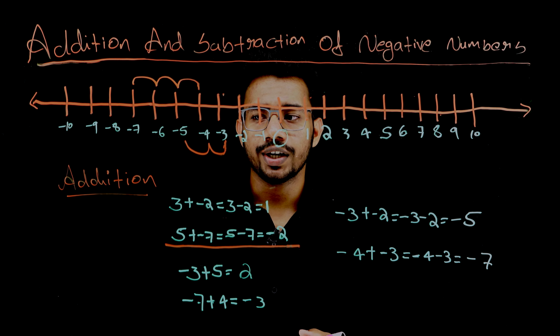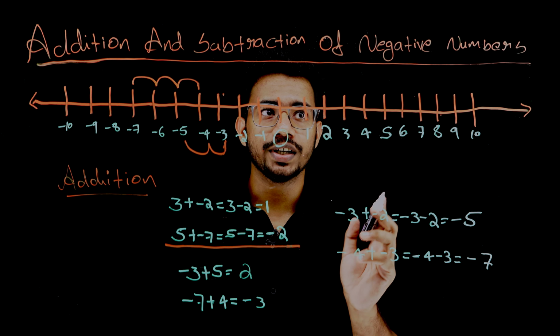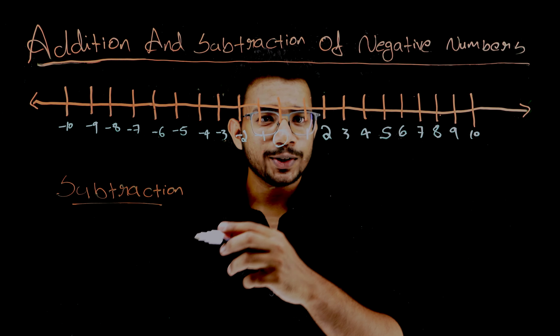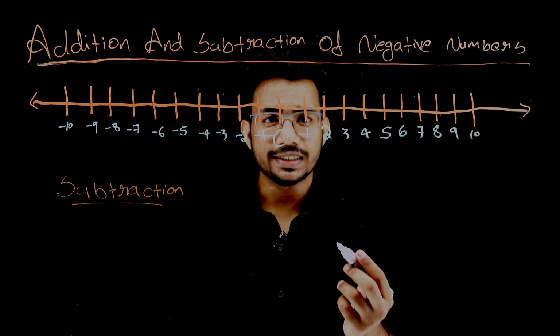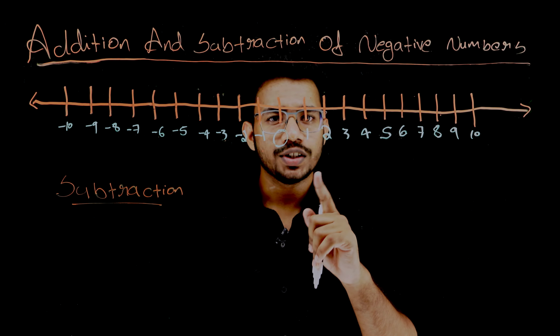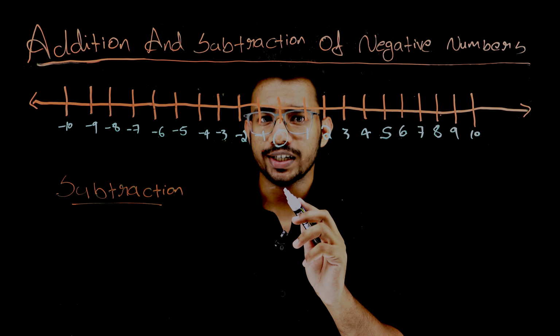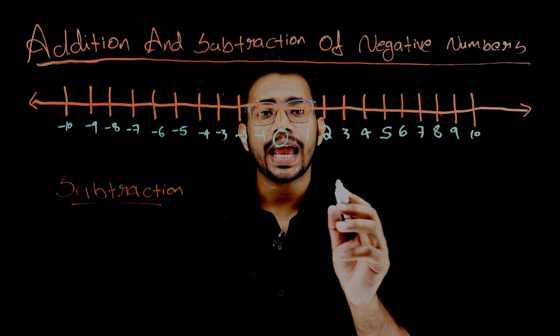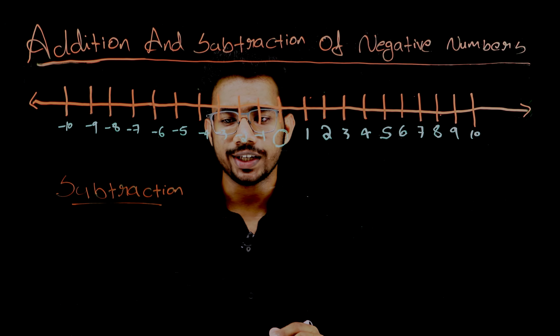Now we will move on to the next one, that is subtraction of some of the negative and positive numbers. In the case of subtraction also, we are having exactly 3 types of problems. The first one is nothing but subtraction of a positive number and a negative number. Let's get into an example.